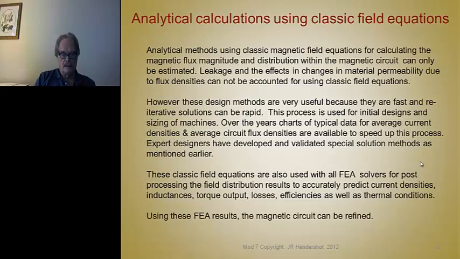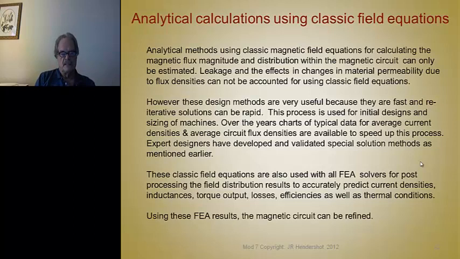But for very accurate analysis of the flux distribution and for inductance calculations and current densities and gradients, and if you have a number of conductors in parallel, it's very difficult to calculate the effects of proximity or the effects of skin effects without using FEA solvers.